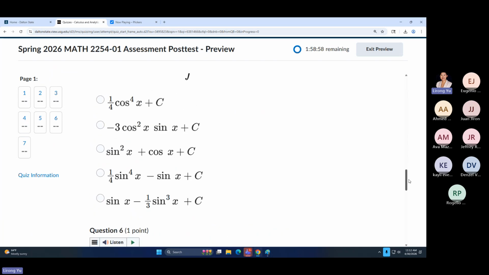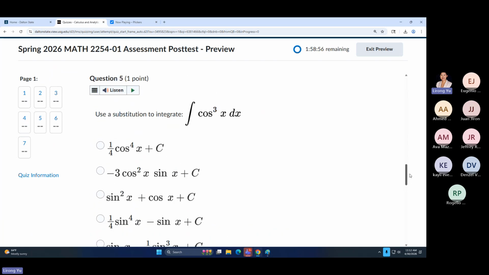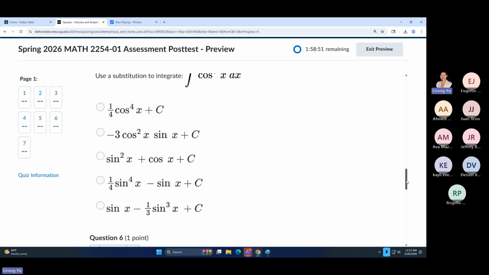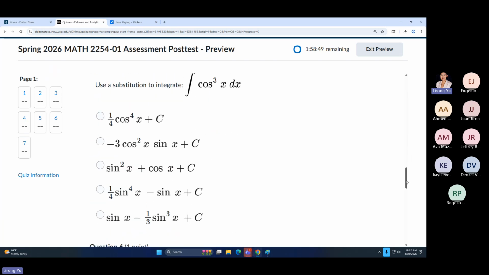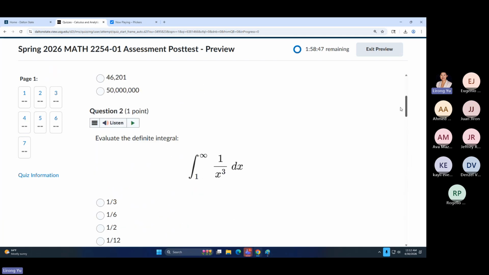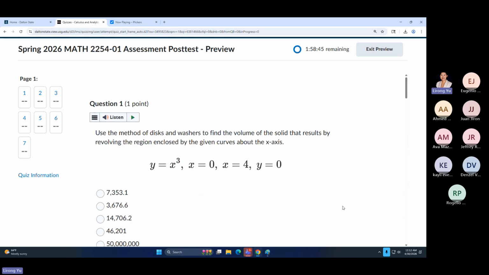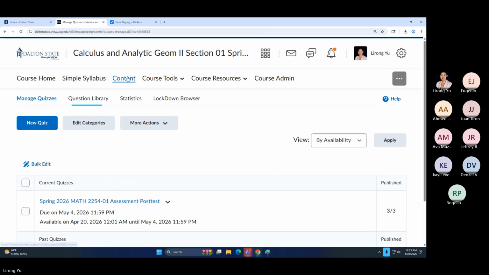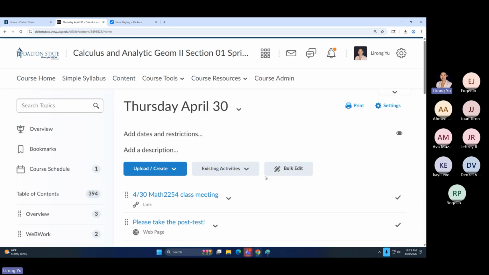And the last question is a trig integration. So that's 6.1, a trig integration with 6.2. So hopefully this is okay. Try it. Please take the quiz. Right, so that's my reminder.